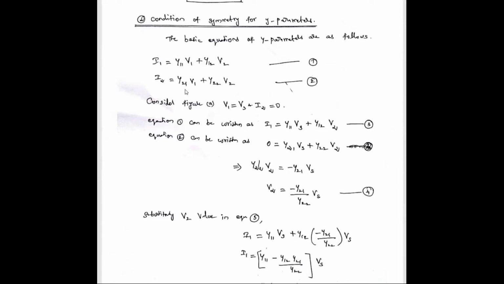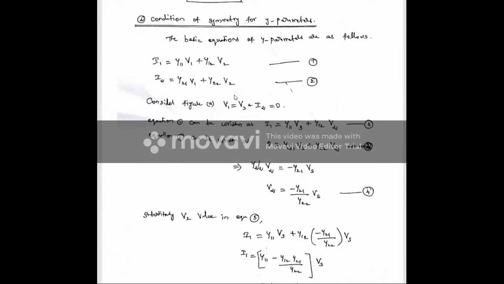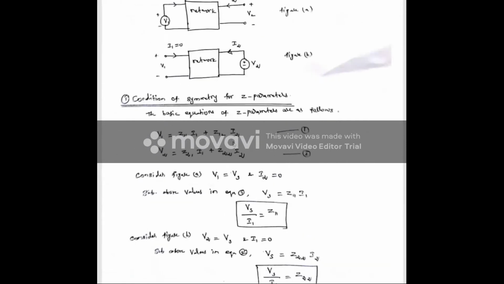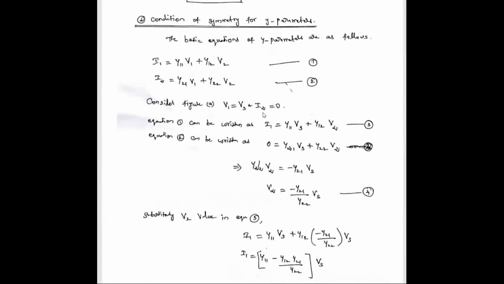Similarly, I2 equal to y21 v1 plus y22 into v2. Okay. So the same thing we have to derive. So consider the figure A. So what is figure A? So v1 equal to vs and I2 equal to 0. Okay, that is the first thing. So v1 equal to vs and I2 equal to 0. So substitute the above value in equation number 1.